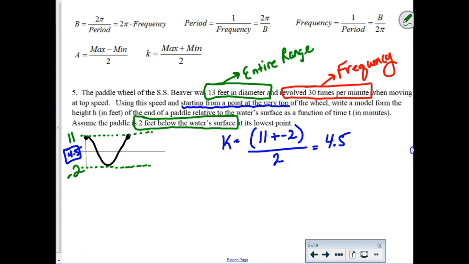And then I should be able to find the amplitude. Sometimes I can visualize it. This isn't one of those times, so I'm going to use my formula. So 11 minus -2 over 2. So that would be 13 over 2. Again, decimal is a better answer, so let's call it 6.5.